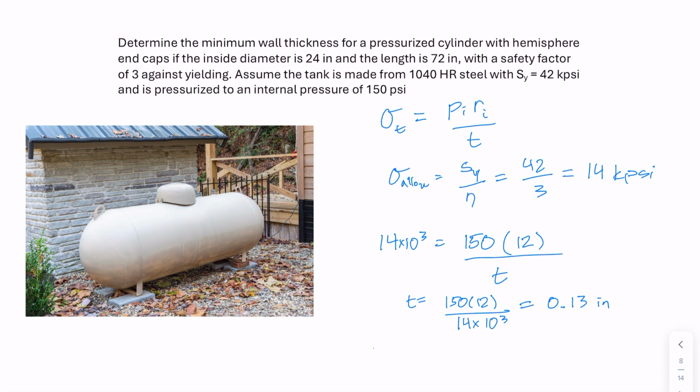And now we need to check that our assumption to use the thin wall equations is valid. This is done with the relationship and the assumption that our wall thickness is less than our radius over 10, or our radius needs to be more than 10 times our wall thickness. So in this case, we would have 0.13 is less than 12 divided by 10. So we see that our assumption to use the thin wall equations is valid.